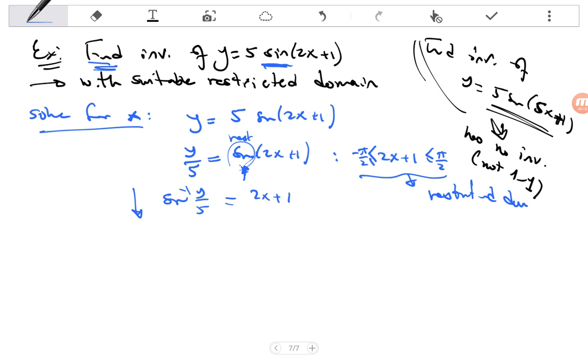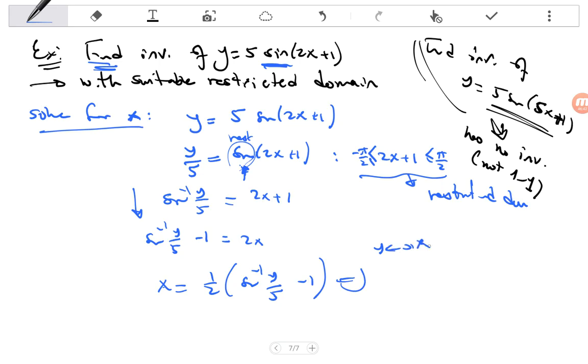Okay, let's continue to find x. 2x will be equal to sine inverse of y over 5, minus 1. Then x will be half of sine inverse of y over 5, minus 1. Now I will interchange x and y. So y will be equal to half of sine inverse of x over 5, minus 1. That is exactly the inverse of the given function.